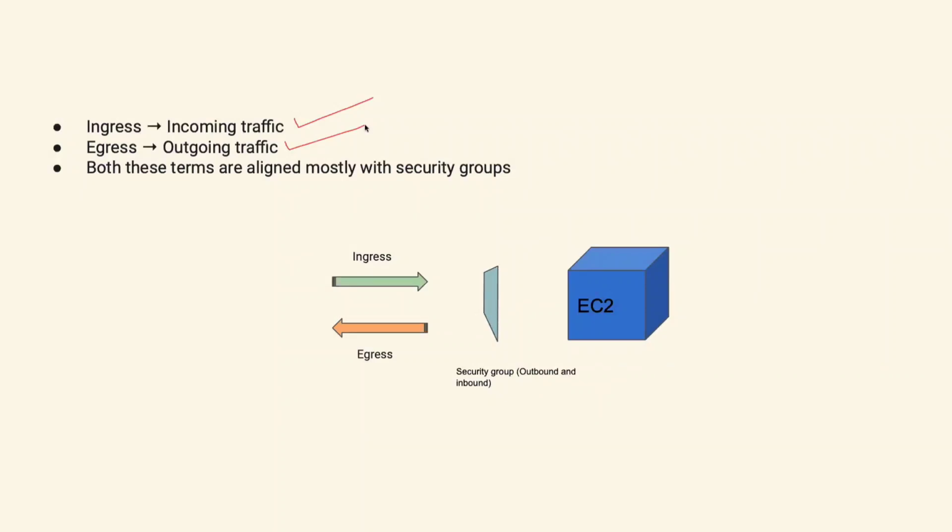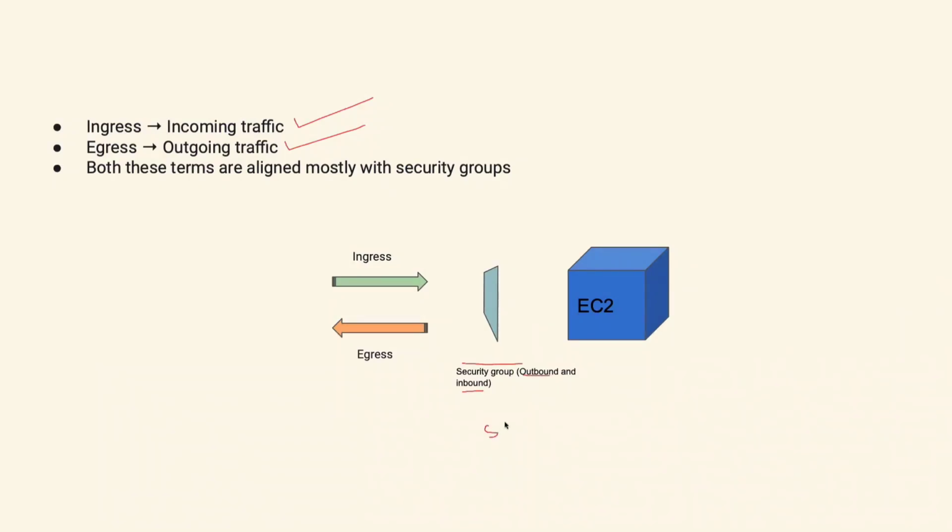Now, the moment I have explained what is incoming traffic and outgoing traffic, also known as outbound traffic, you are pretty much sure where it is associated with. It is mostly associated with security groups. I have a small example here where I have explained this pretty clearly. In the security group, we have outbound and inbound traffic.